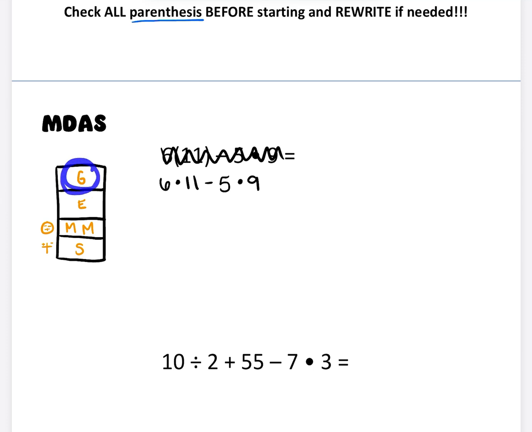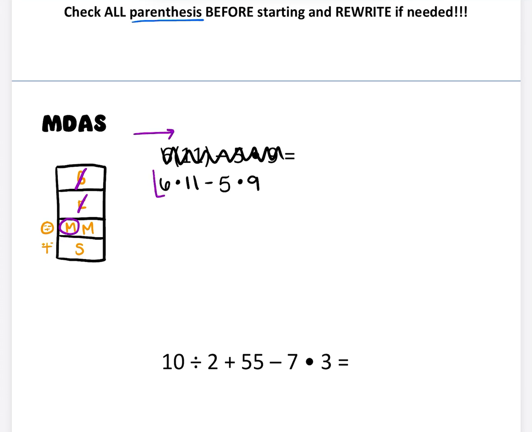So the way we are going to solve is we are always going to start with our groups. Do I have any groups? No, I don't. I don't have parentheses, brackets, nothing like that. So I'm going to mark that out. We don't have exponents. We haven't learned that yet. So I am on my first multiply.